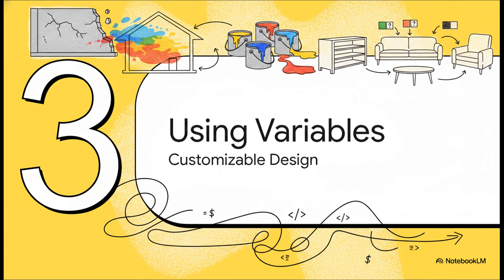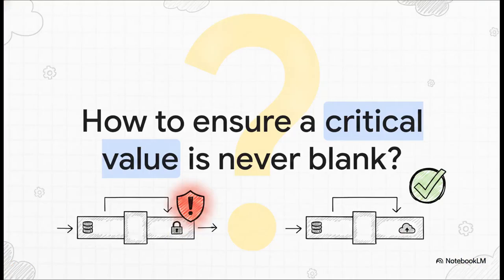Dynamic design using variables. This is your customizable paint and furniture. So, the walls are up, but nobody wants to live in a rigid, hard-coded concrete box, right? We need flexibility. When you start sharing your Terraform modules with other teams, they have to be able to input their own custom settings. But what if a specific database password or an instance type is absolutely critical for the build to even work? How do you ensure that crucial configuration value is never left blank by the user?